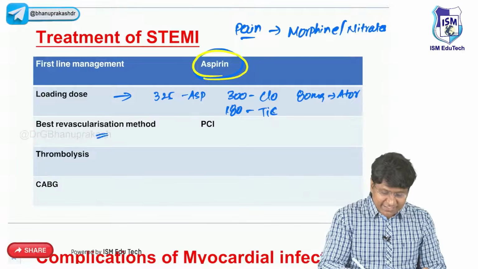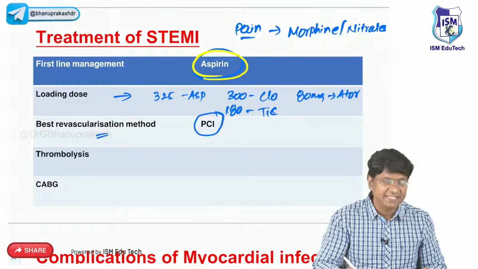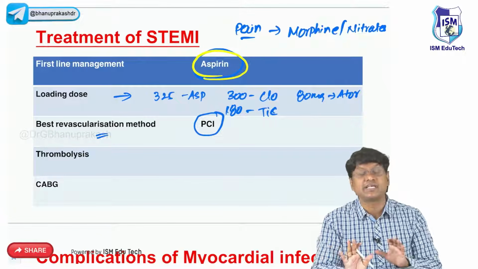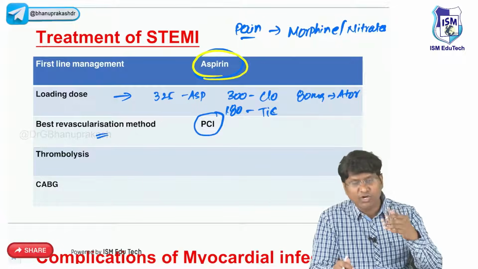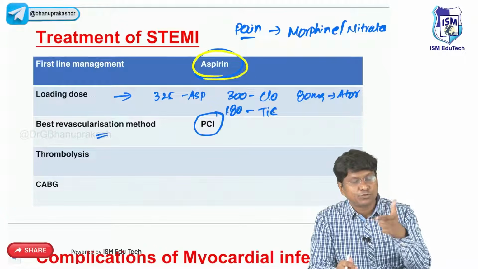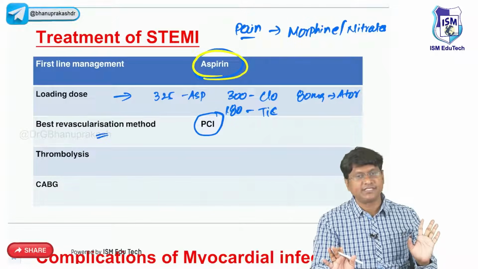And what is the best method of revascularization in case of ST elevation MI? That will be your PCI, that is percutaneous coronary intervention, is the best method of revascularization. It can cause 100% revascularization. And what are the various methods of revascularization? That is PCI, thrombolysis and CABG, right? The best method and immediately that can be done is the PCI.